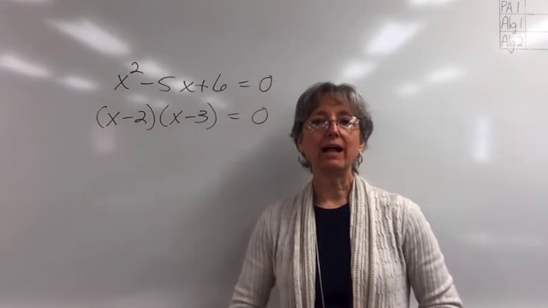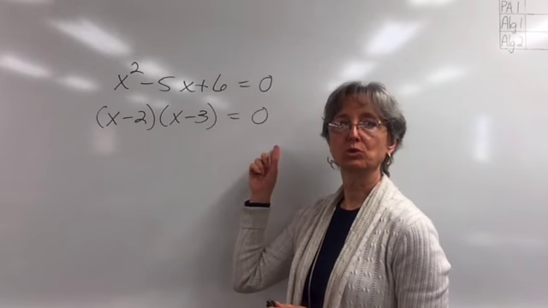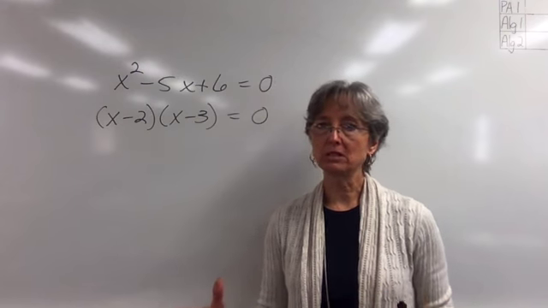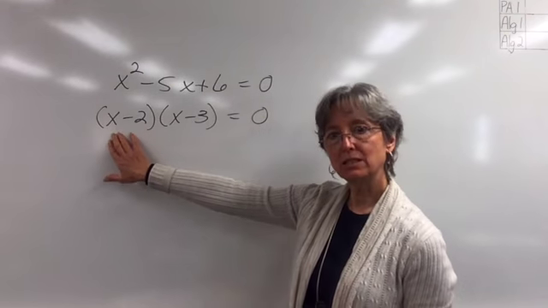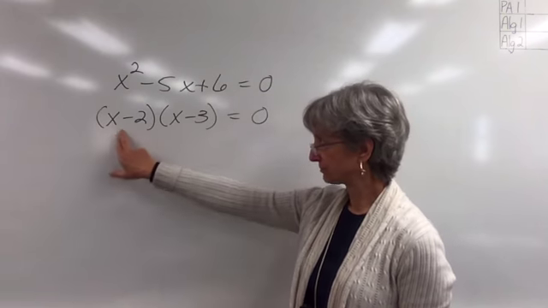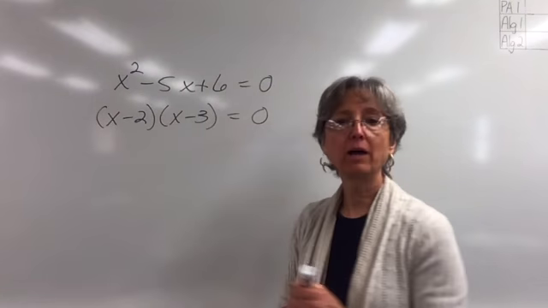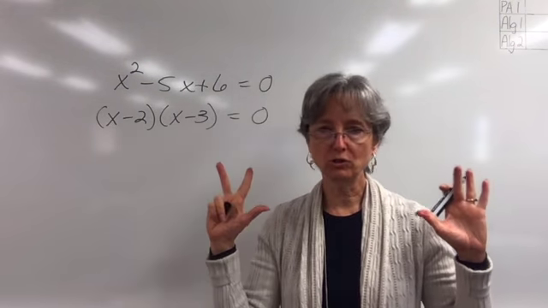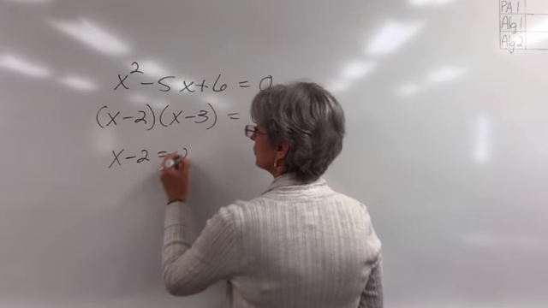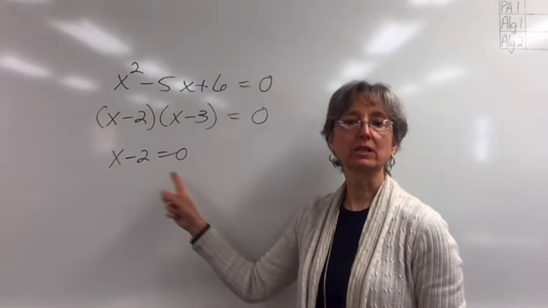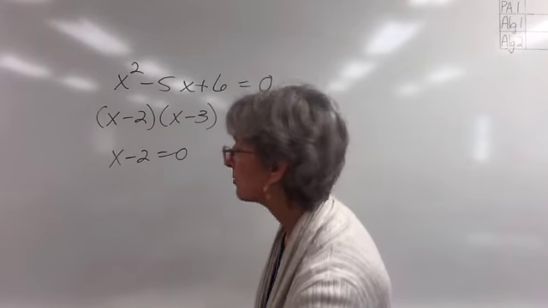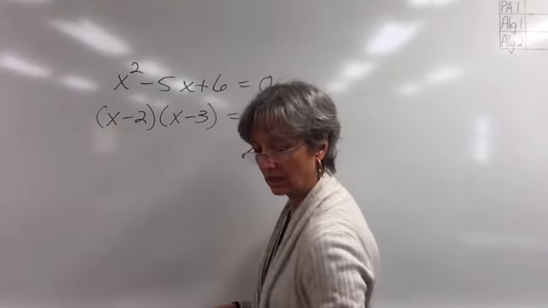Now, what values would make this equal to 0? Remember, anything multiplied by 0 is going to be 0. So what would make this binomial equal to 0? And what would make this one equal to 0? I'm going to show you how to do it mathematically, even though you can do it in your head, because some of these will get more confusing. If I have x minus 2, what would x need to be for this to equal 0? Well, x would be 2, because 2 minus 2 would be 0. So one of my solutions is 2.